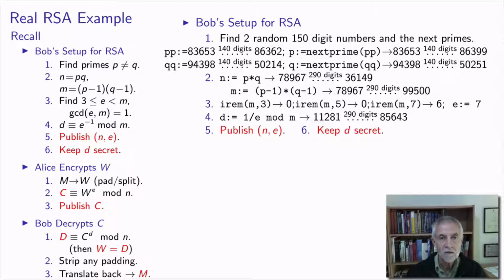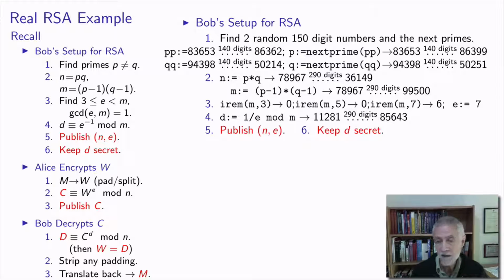Now we'll discuss a real example of RSA. It's real in the sense that the size of the primes that we start with, 150 digits long, makes it essentially uncrackable. But on the other hand, best practice these days is to have random primes about 300 digits or so in length. So the process to use is the following.